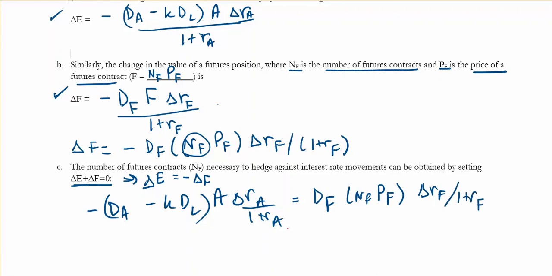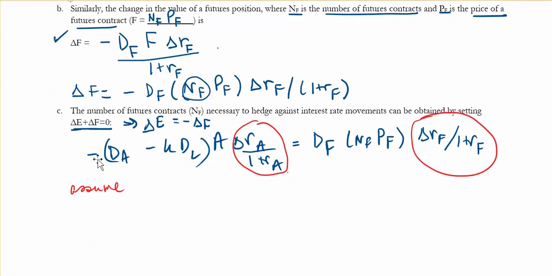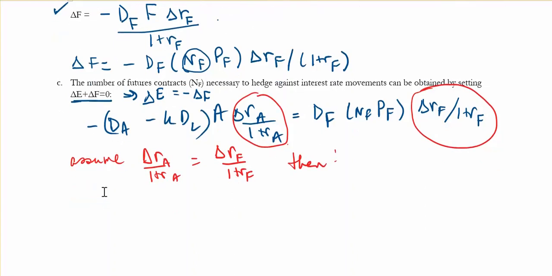Now, if we assume that these relative changes in the on-balance sheet items and the futures contracts are the same, just writing that out formally, then that means that we can cancel out these two terms because they're equal to each other. And we would have this formula for the number of futures contracts.